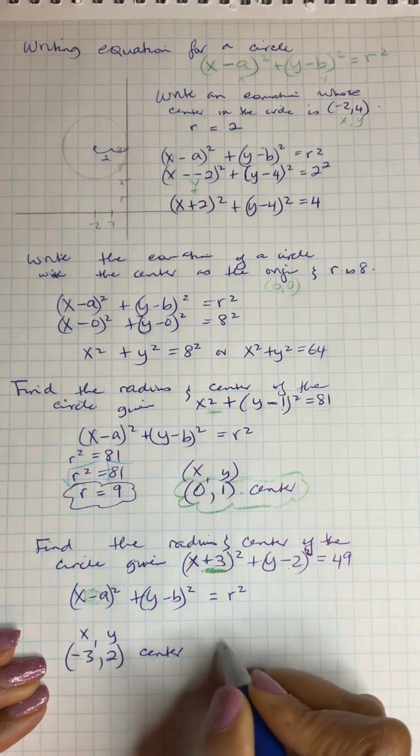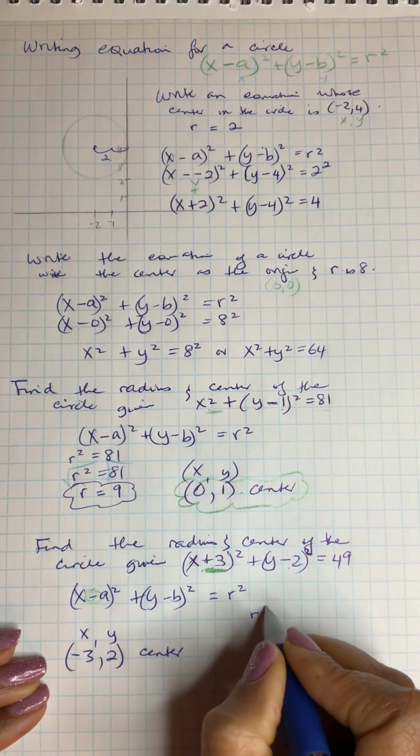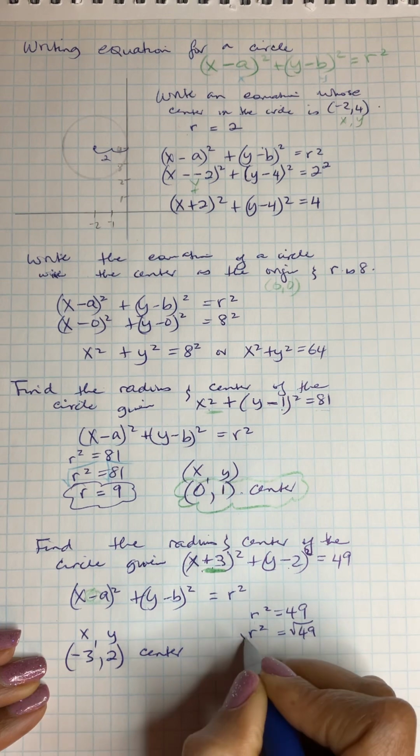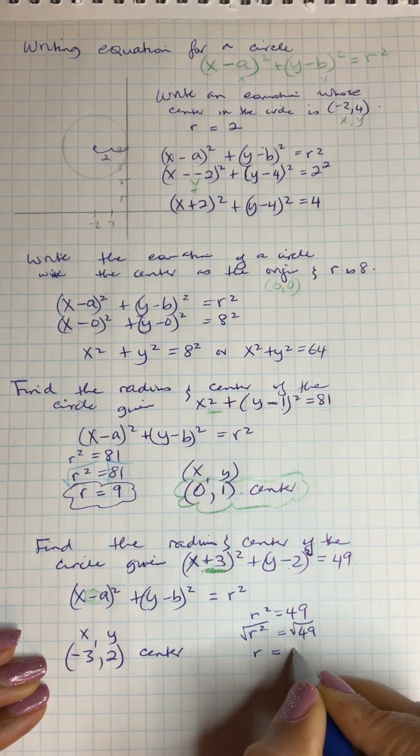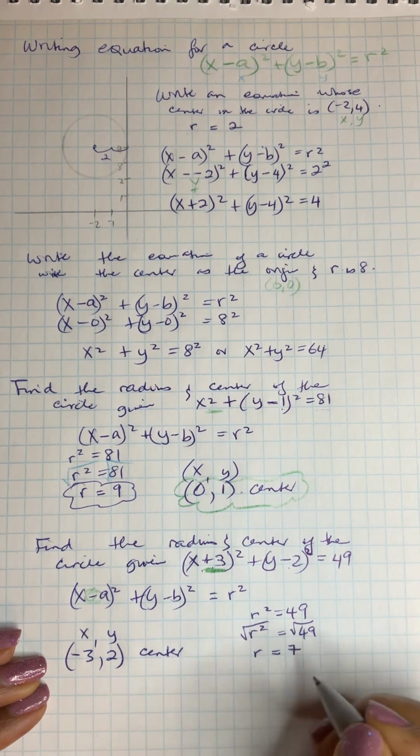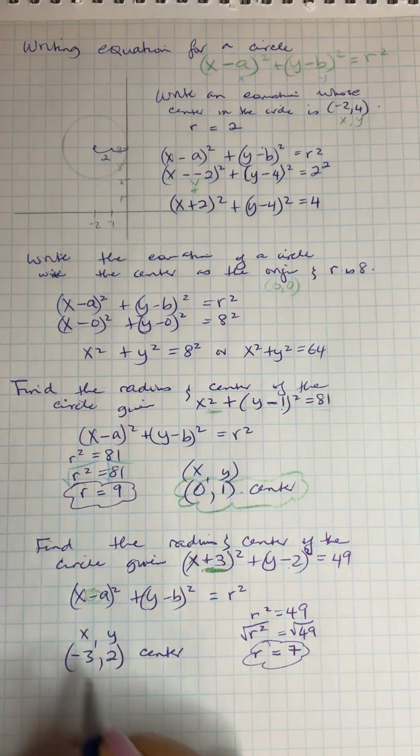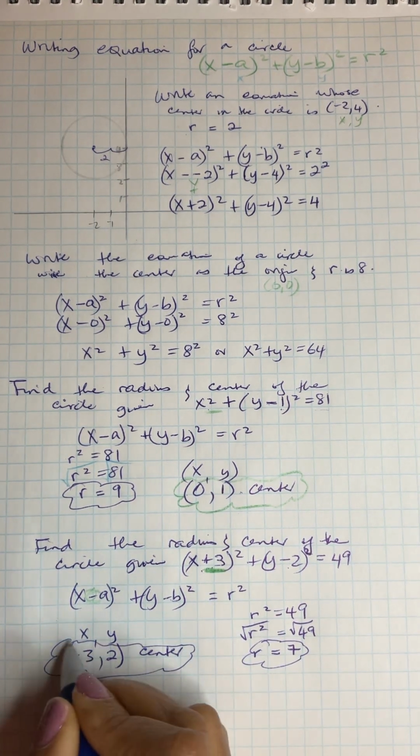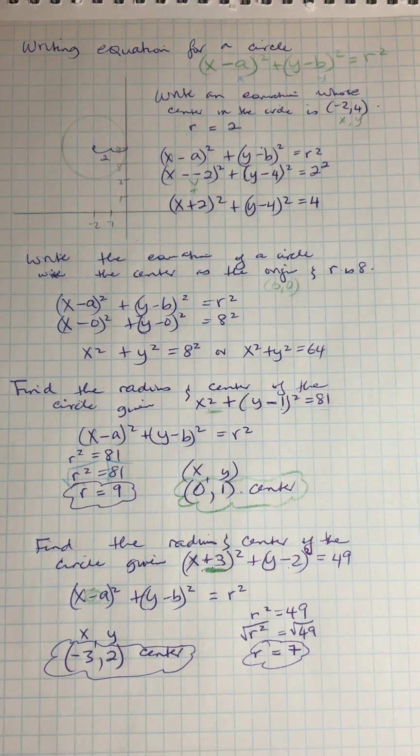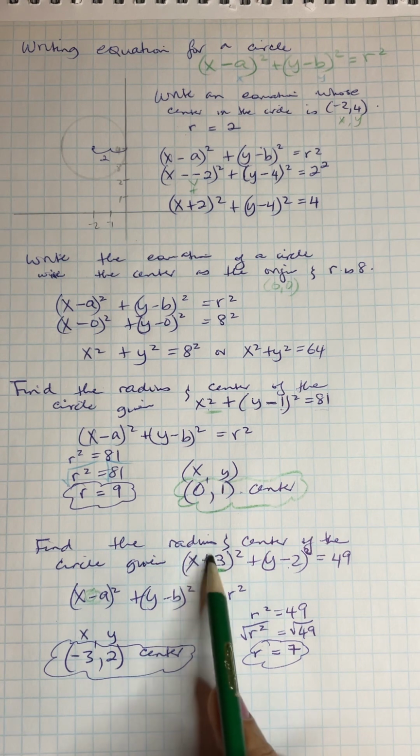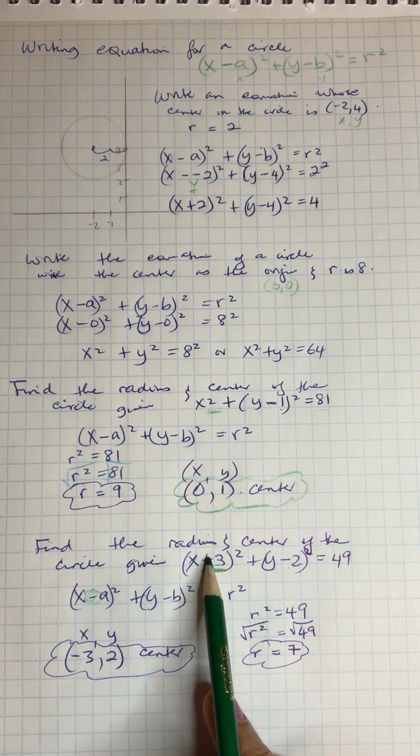Now, to find your radius, because you have r squared equals 49, therefore r is going to equal 7. 7 squared is 49. The square root of 49 is equal to 7. So your radius is going to be 7, and your center is going to be negative 3, 2. You have to be very careful when you are asked to find the center. Make sure you identify if this is a negative or a positive, and then work according to it.